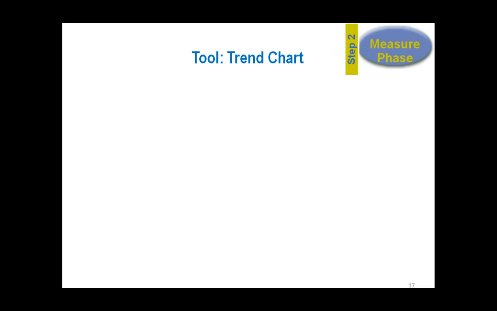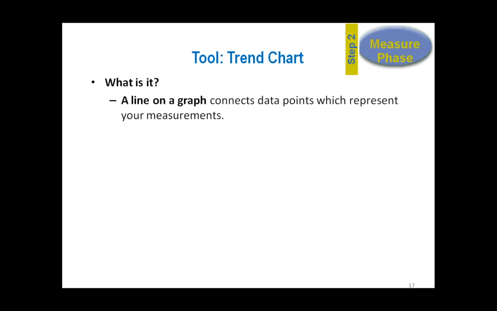And one of the popular tools that we use in the Six Sigma framework and in the basic process improvement approach is the trend chart. And as many of you may be familiar, it's a line graph that connects the data points that represent the data that we are tracking, and it is tracked over a period of time to see what are the fluctuations in the data over a period of time.